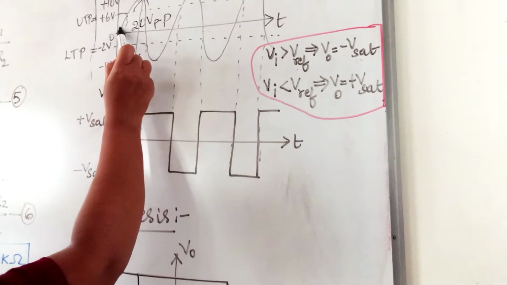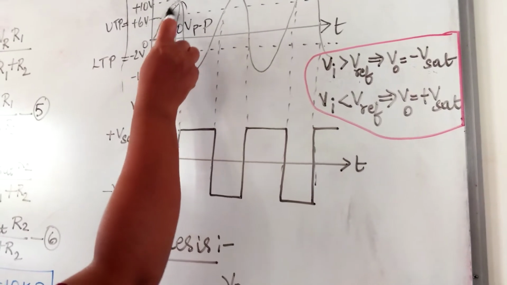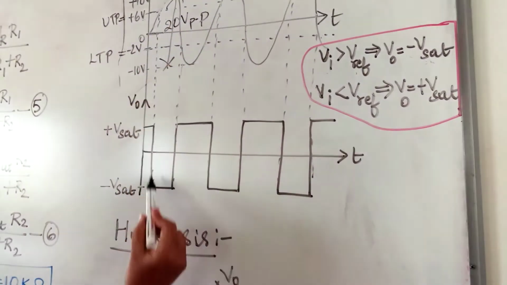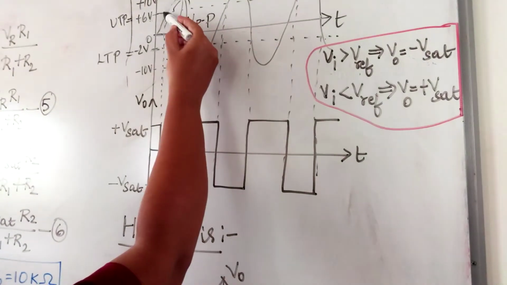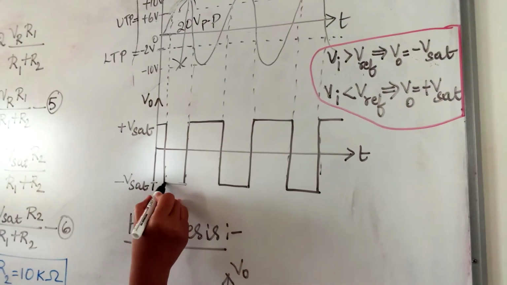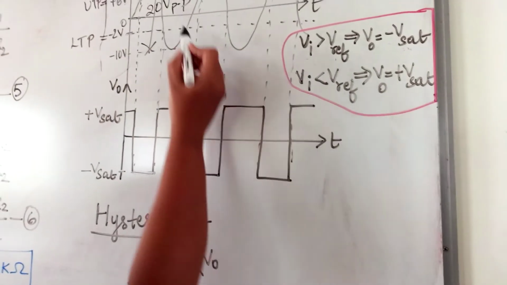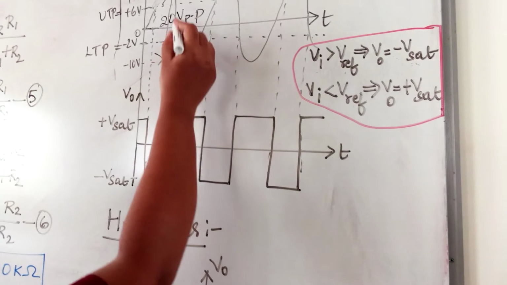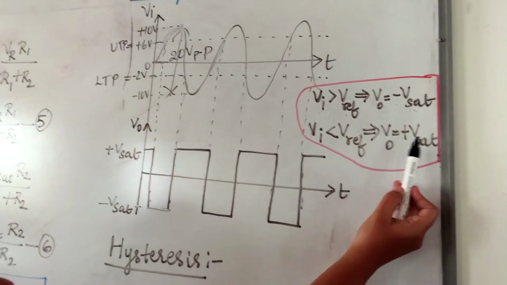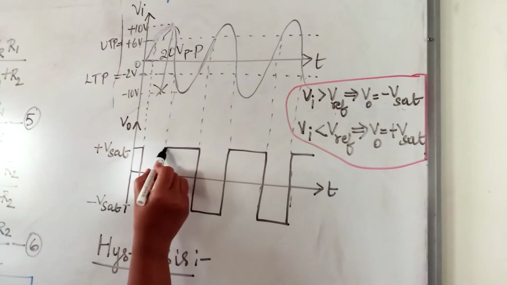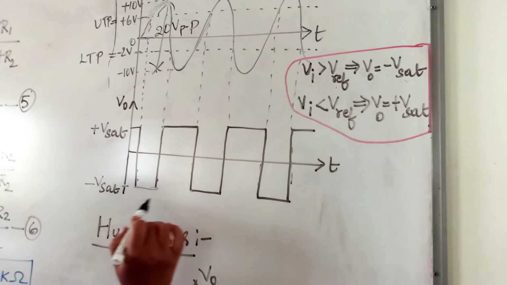So here the input is increasing. When it becomes greater than V reference, it should clamp to minus Vsat. Here you can observe when Vin becomes greater than this, it gets clamped to minus Vsat. Similarly, when Vi is less than V reference, in this portion, it gets saturated to plus Vsat. So like this, the output we get is a square wave.